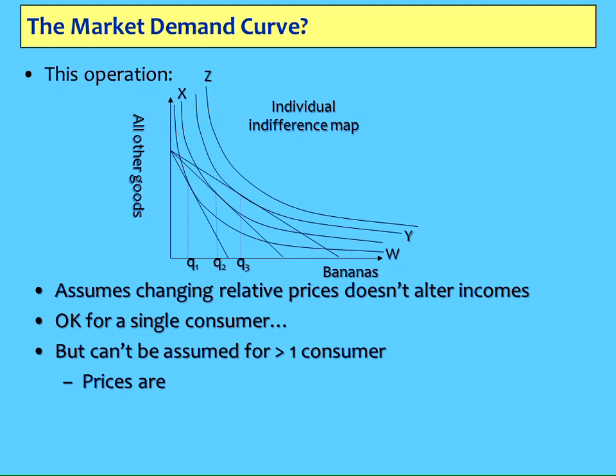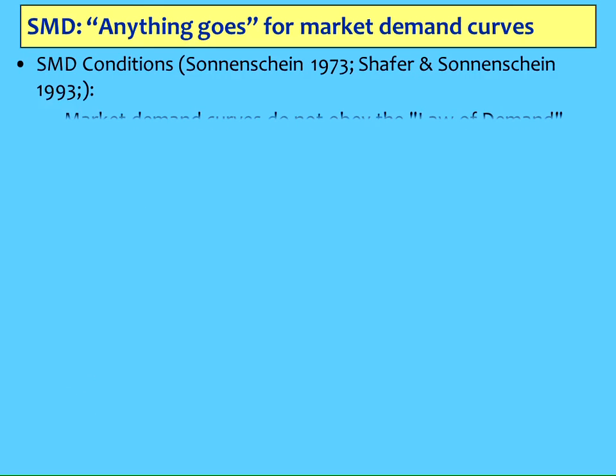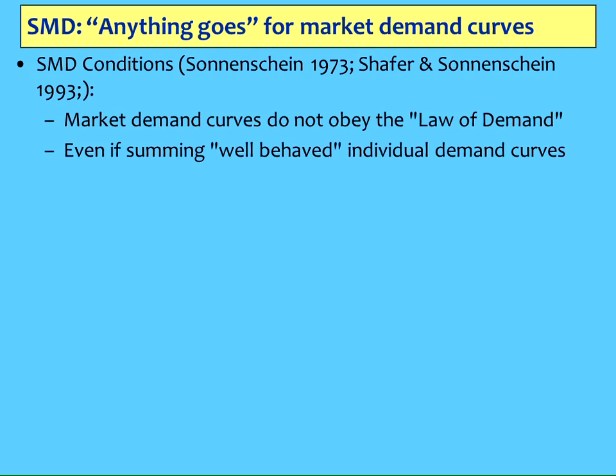because then prices are the sources of incomes. Again, a major part of neoclassical economics is to say the price system determines income. So price times the quantity, whatever you're selling, determines your income. And if you change prices in a general system, you're going to be changing somebody's income. So you can't ignore that when you go to the multi-consumer world that we actually live in to try to derive that demand curve.